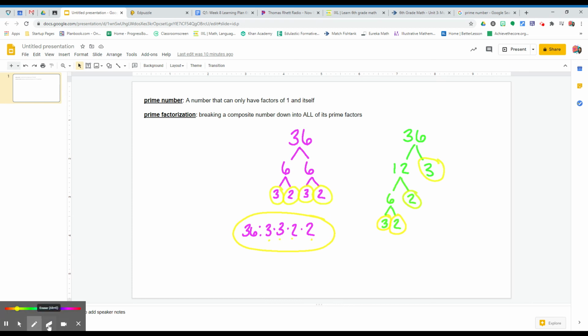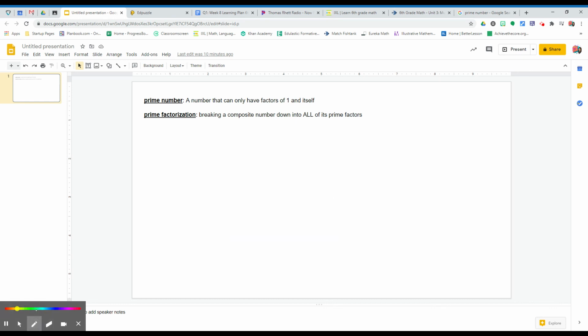Let's go ahead and try one more. Try this on your own, type in your answer, and then we'll go ahead and go over it together. 16. Okay, with 16, I'm going to go ahead and break this down into 8 and 2.